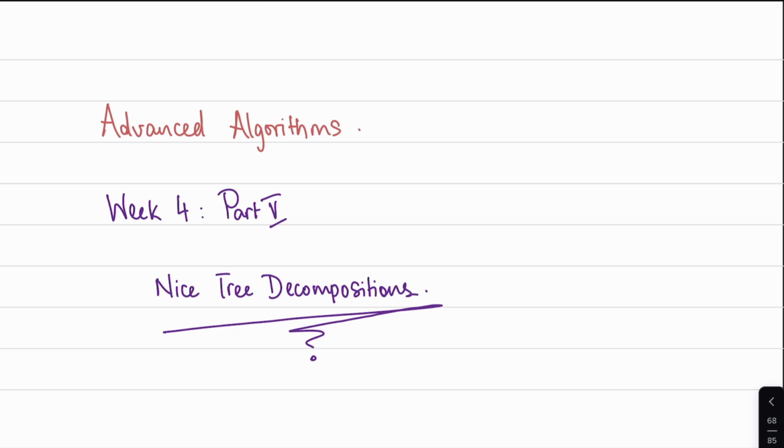Welcome back to the fifth and final part of week 4 in advanced algorithms. Last time, we went over a complete example of how to build up a DP-based solution to solve the maximum weight independent set problem on graphs that have bounded tree width. In particular, we were given as input a tree decomposition whose width was at most k, so all bags had at most k plus 1 vertices in them.